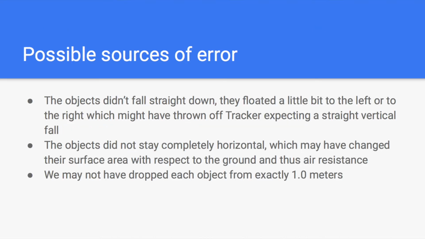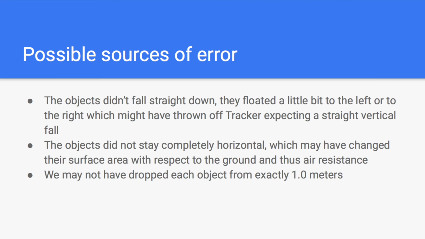Some possible sources of error include the objects not falling straight down. They could have floated a little bit to the left or to the right, which may have thrown off Tracker, expecting a straight vertical fall. Also, the objects did not stay completely horizontal, which may have changed their surface area with respect to the ground and thus air resistance. One last possible source of error could have been we may not have dropped each object from exactly 1 meter.